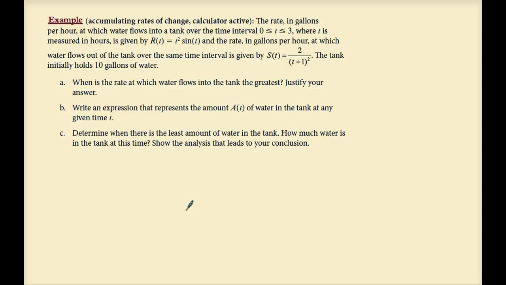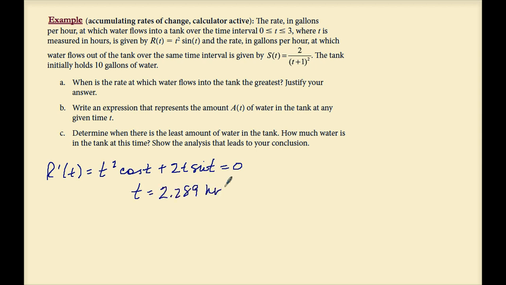Letter A. When is the rate at which water flows into the tank the greatest? Justify your answer. For this, we'll need the function that models the rate at which the water is flowing into the tank. To find the greatest rate, we'll need to take the first derivative of this function and set it equal to 0. R prime of t is equal to t squared cosine t plus 2t sine t.